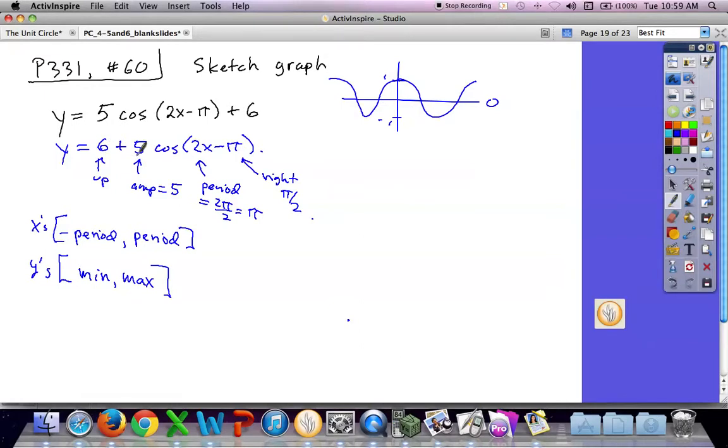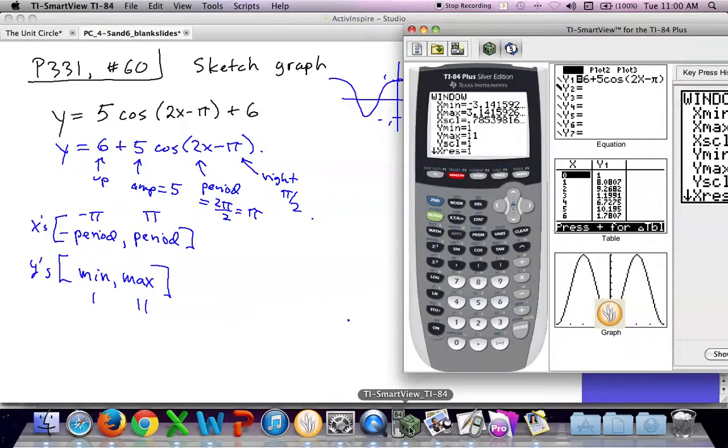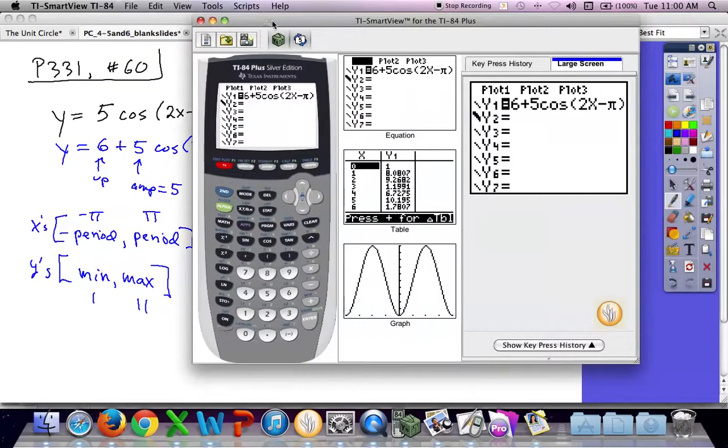So we're taking this graph and we're moving it up 6. And then we're changing the amplitude. So it's going up 5 from the middle and down 5 from the middle. So this is negative pi to pi. This is 1 to 11. I put that in the calculator here, 1 to 11. And then I hit the graph. I've already got this in there: 6 plus 5 cosine of 2x minus pi. And I hit the graph.